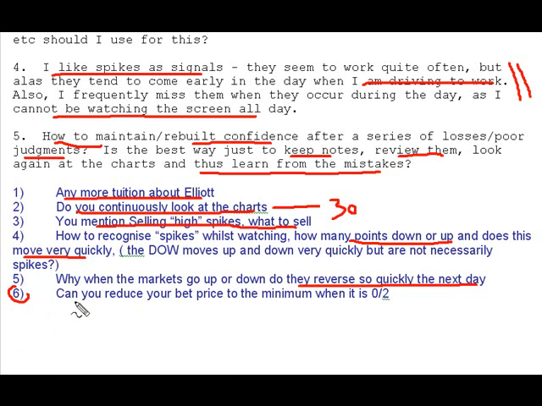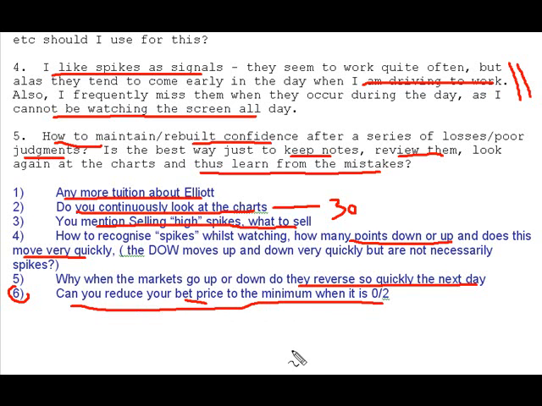Question 6, a bonus question. Can you reduce your bet price to minimum when it is 0-2? I'm not quite sure what this means. Can you reduce your bet? I presume we're talking about pounds per point. With IG, the minimum is now going up to £1 a point. But you can certainly buy the bet at 2 when it's 0-2. You wouldn't want to sell it at 0. I've never tried to sell a bet at 0. I wouldn't recommend it. I suspect I'm missing the point, but perhaps whoever sent this in could elucidate what they're trying to get at.